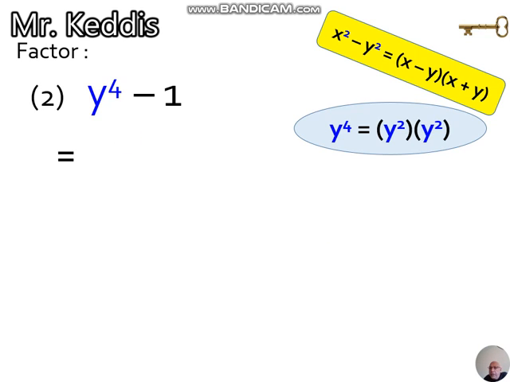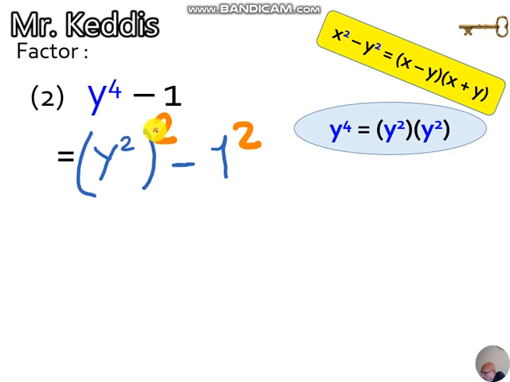Now y raised to the power of 4 means y squared times y squared, which means y squared quantity squared. Minus, and I write 1 as 1 squared, because 2 times 2 gives 4 here, and 1 squared means 1 times 1. Okay, this is the difference between two squares.